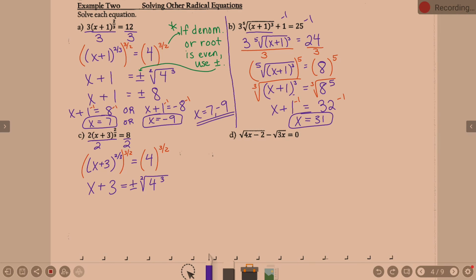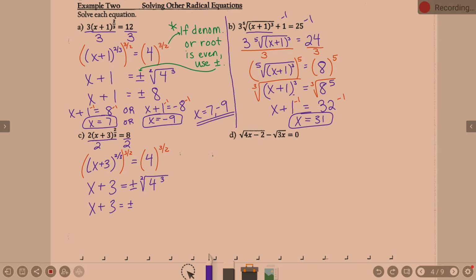Last time we did a cube root. Do we need a plus or minus on a cube root? No, only even roots. Okay? So that's why I didn't do it here on B, but I am on A and C. Okay? Let me clean this up. X plus 3 equals plus or minus 8.